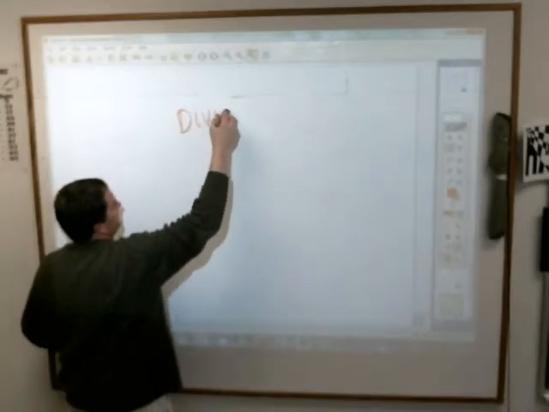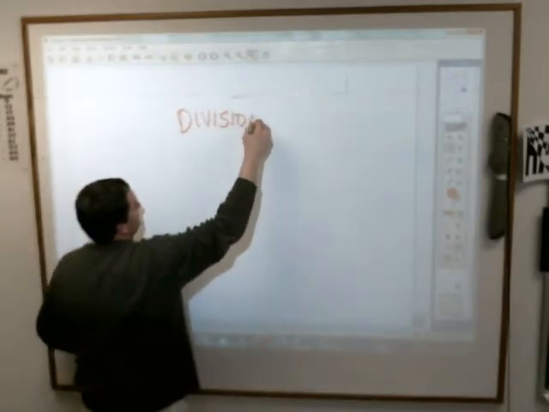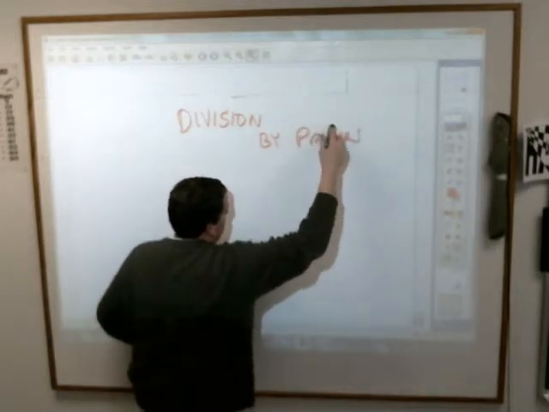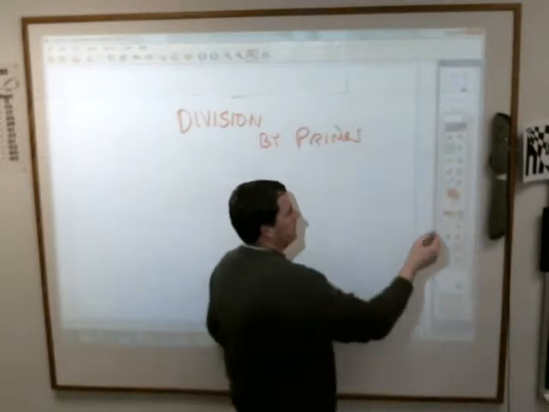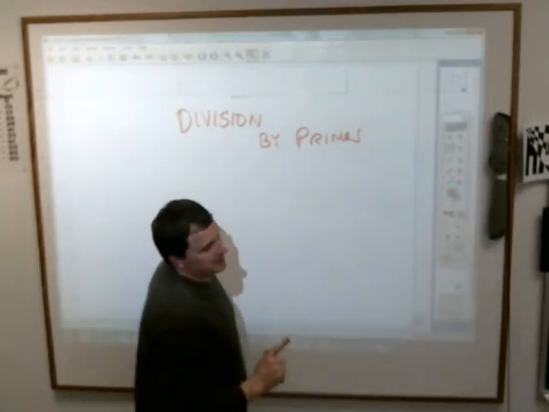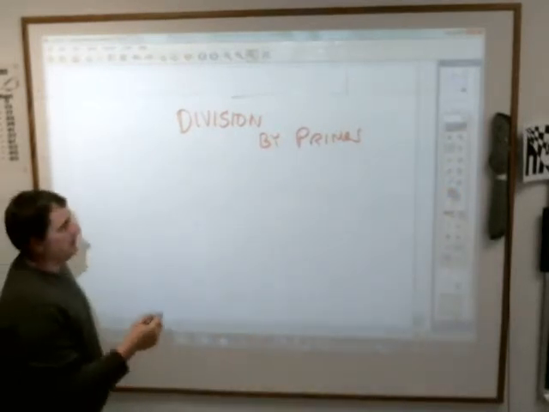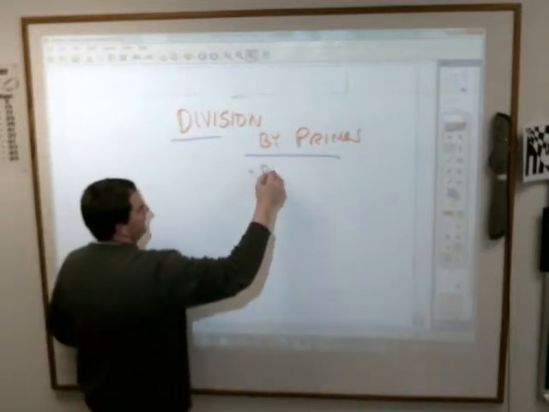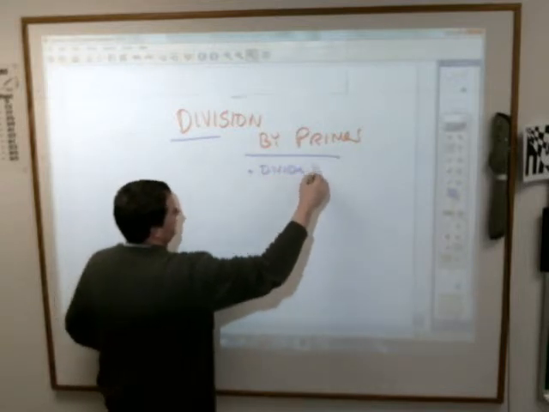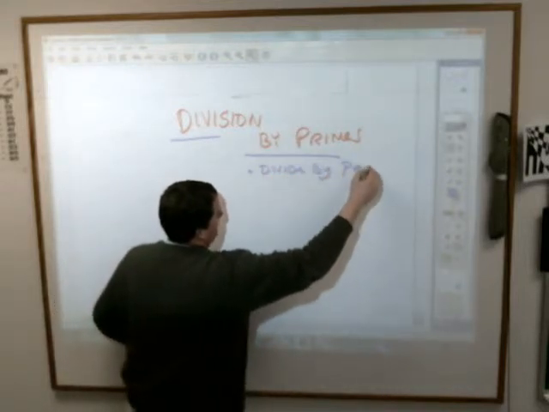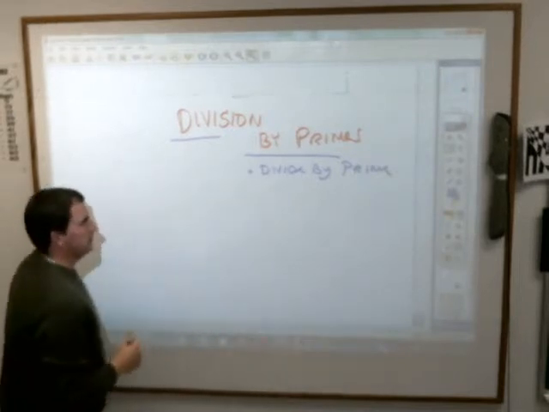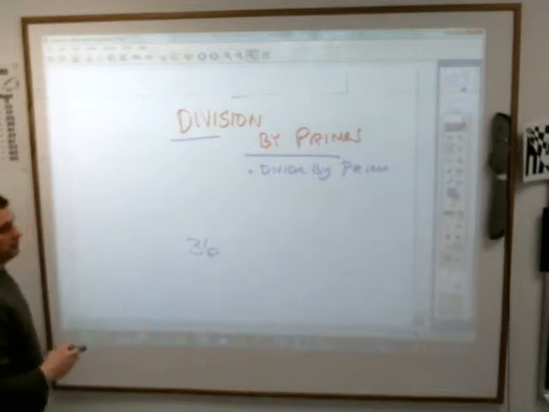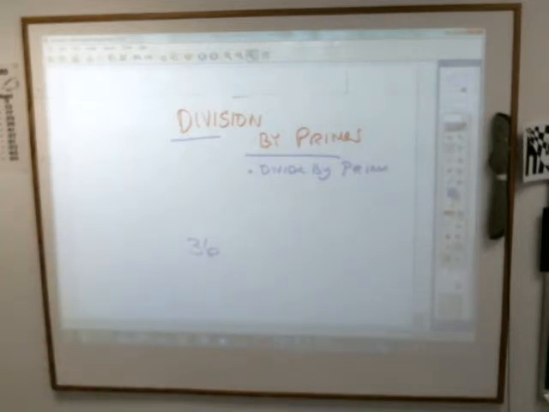Division by primes. Division by primes is doing the same thing, just using a different method. And division by primes, just like it says, means that you are going to divide by prime numbers. And we really need to see the example. Let's do 36 again.